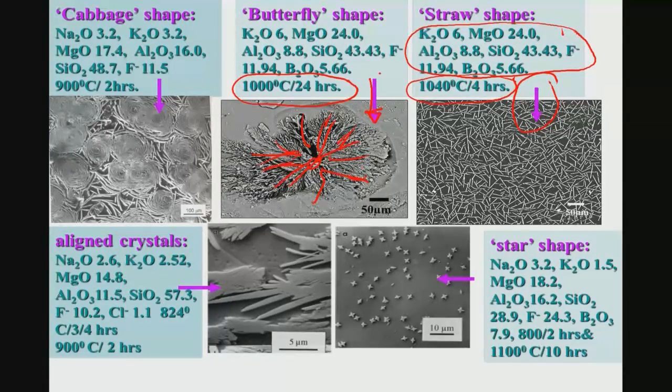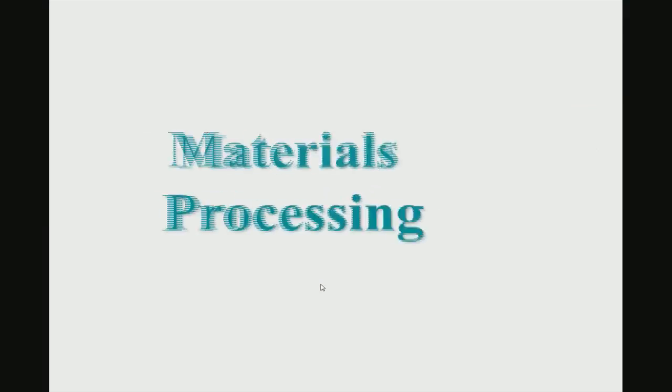Another shape, which is also reported in literature but for a different glass matrix, is what they call cabbage shaped crystals. In these cabbage shaped crystals you see a lot of concentric rings, like an onion, and these concentric rings form in a very dense manner in the glass matrix, which is indeed different in terms of morphology compared to straw shaped crystals. Then people have also reported star shaped crystals, and also aligned crystals, where you can see the crystals are formed in a very well aligned manner in this particular material.